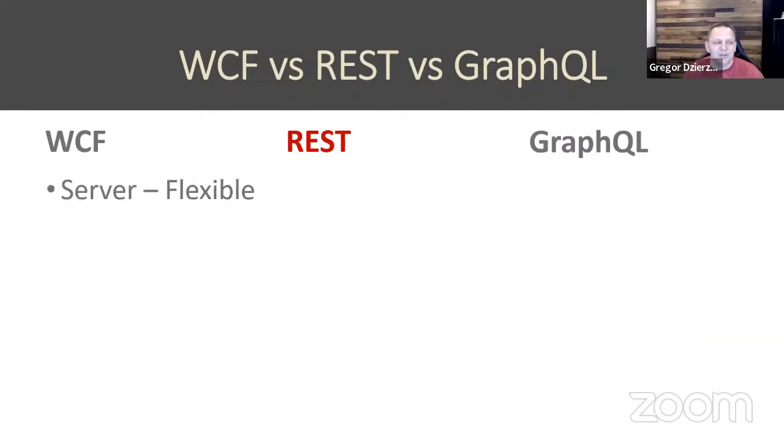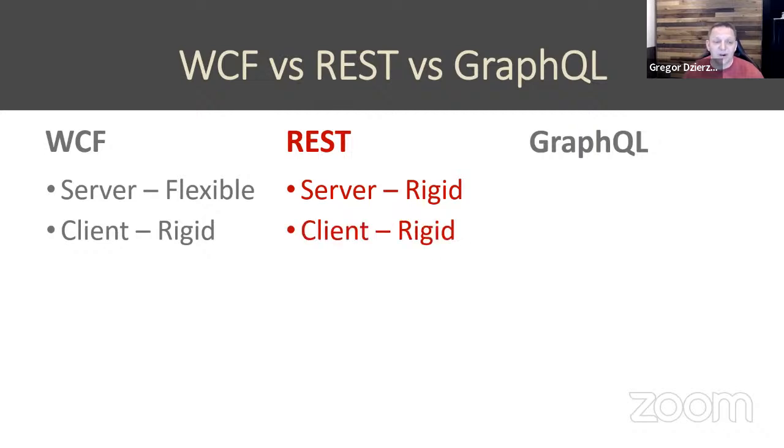With WCF, the server is very flexible because you have the ability to do whatever you want, but the client is highly dependent on the server. So the client is rigid, right? With REST, the server is rigid because we have standards on what it should be, and the client is rigid. So it's very standardized. That's the power, and maybe also the drawback of using REST.